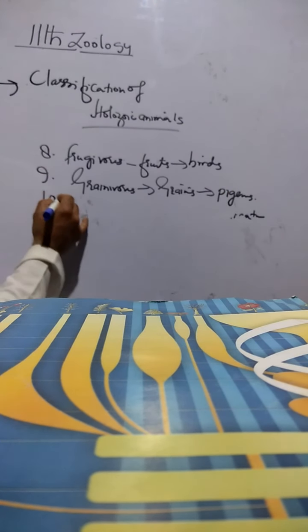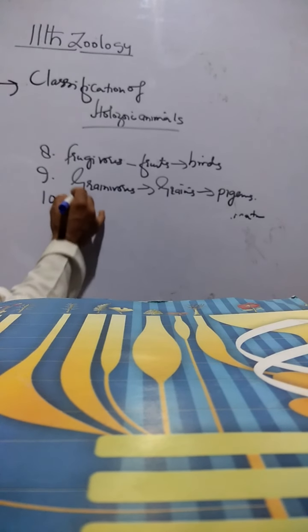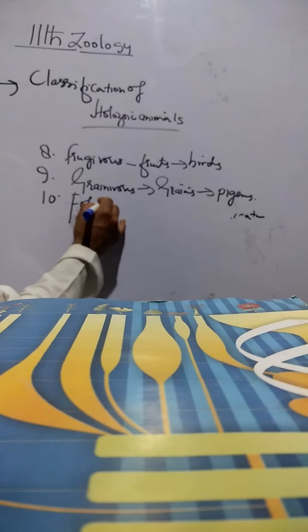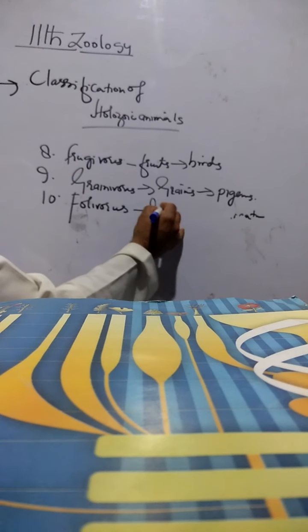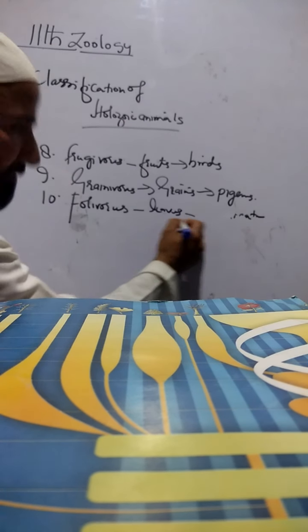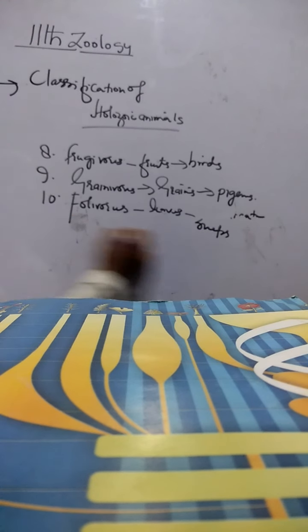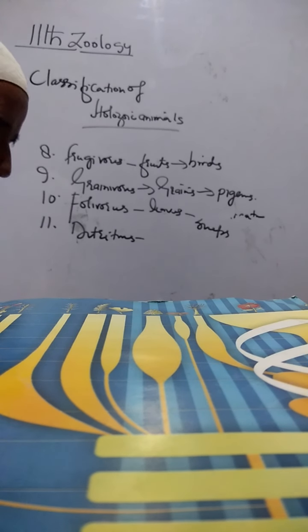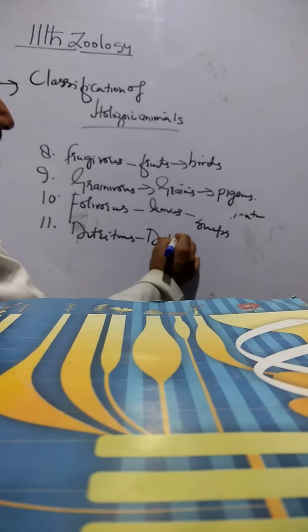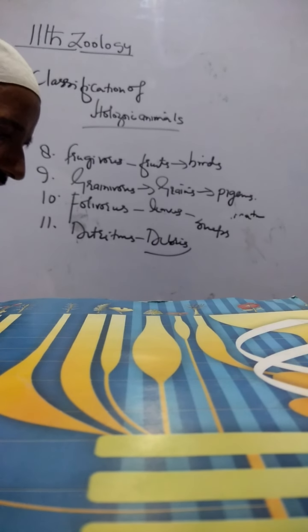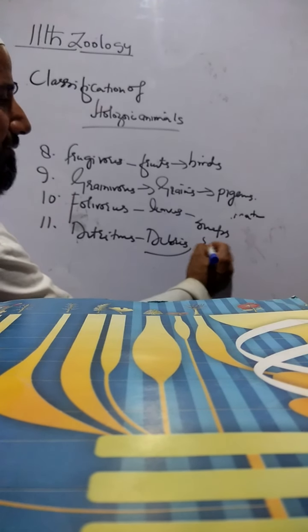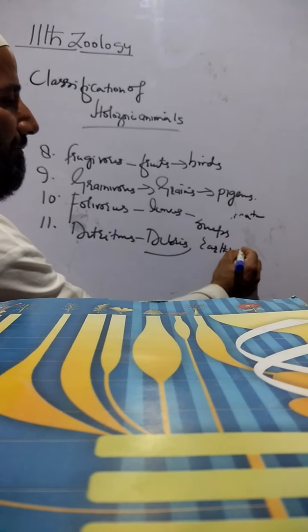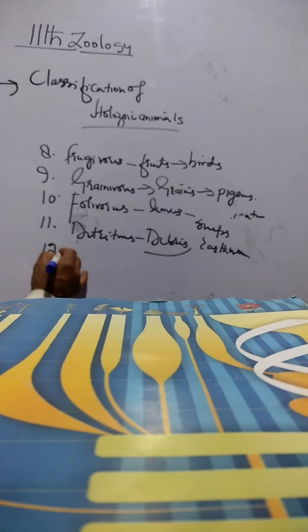One more group is there, that is folivorous animals. They feed upon the leaves. The classical example is the sheep and goats. One more example is detritivores. These animals feed on the debris, or dead and decaying organic matter. The example is earthworm.